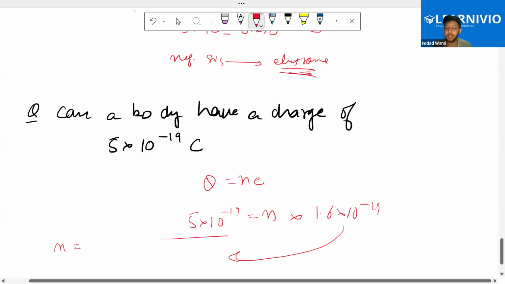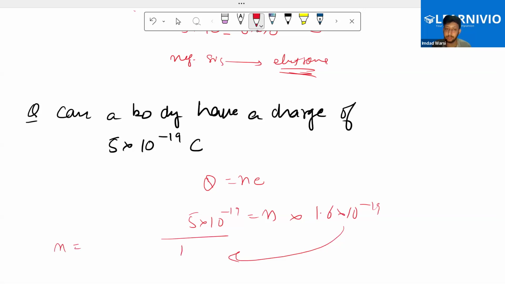So the value of n we are getting is some decimal number, something in decimal, right? So this answer would be 3.12. I'm getting 3.12. Now, I told you I can give one electron, I can give two electrons, but can I give electrons in decimals? That is not possible. Okay, so that is why it is not possible.